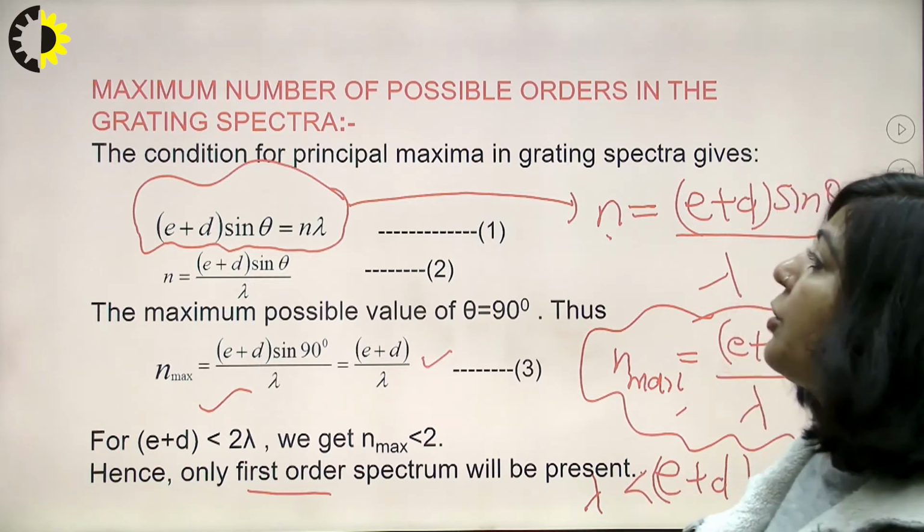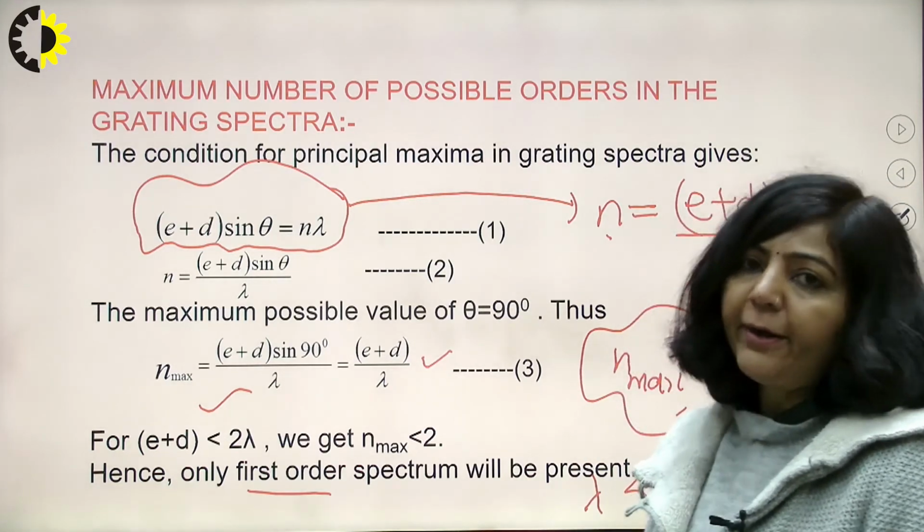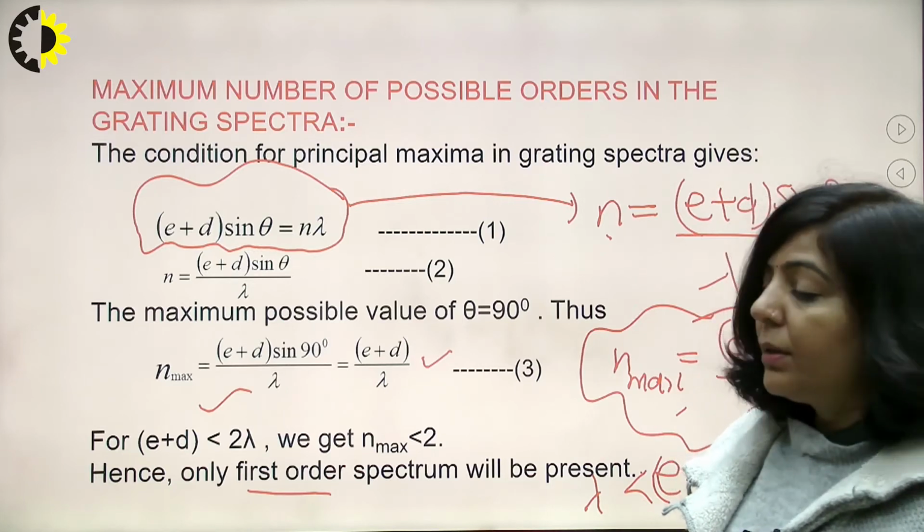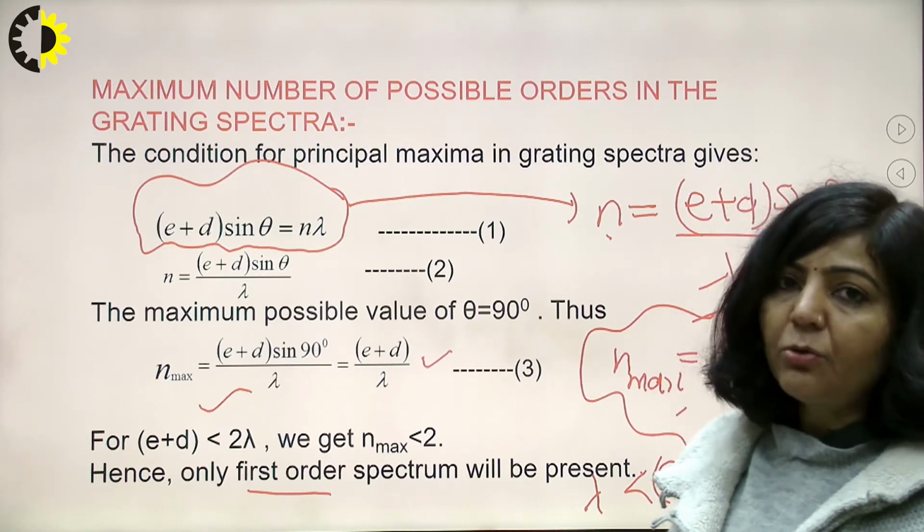So this is the expression for maximum possible order in a diffraction grating. I hope this maximum possible order and missing order is clear to you.